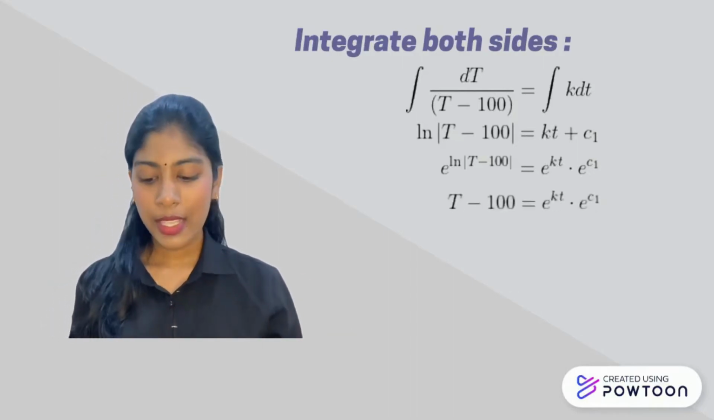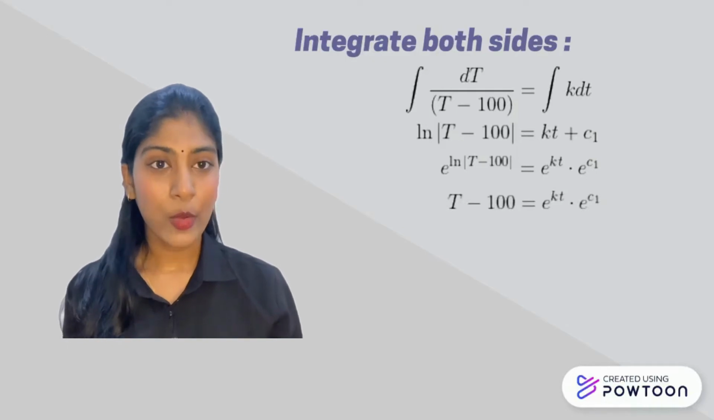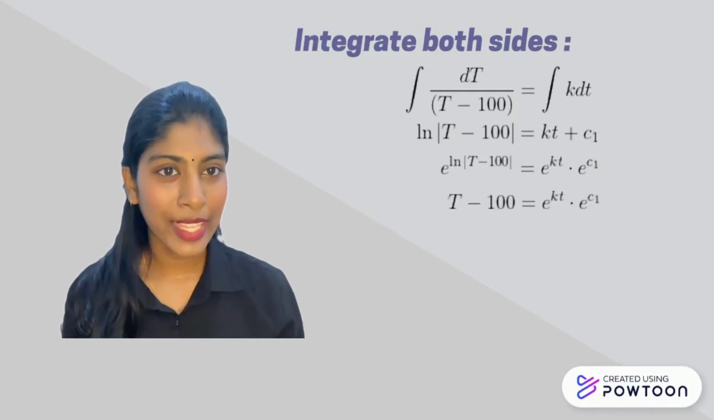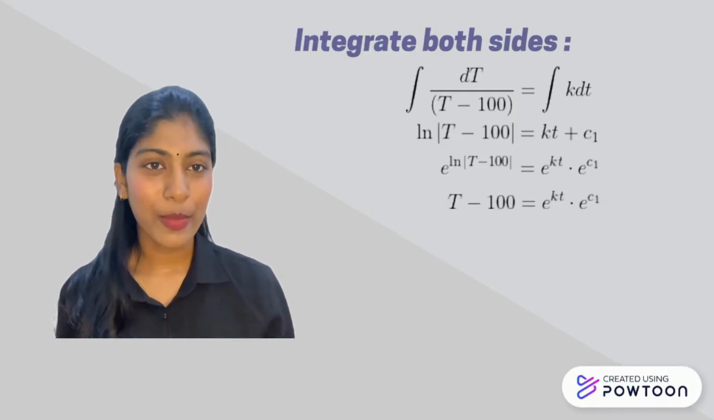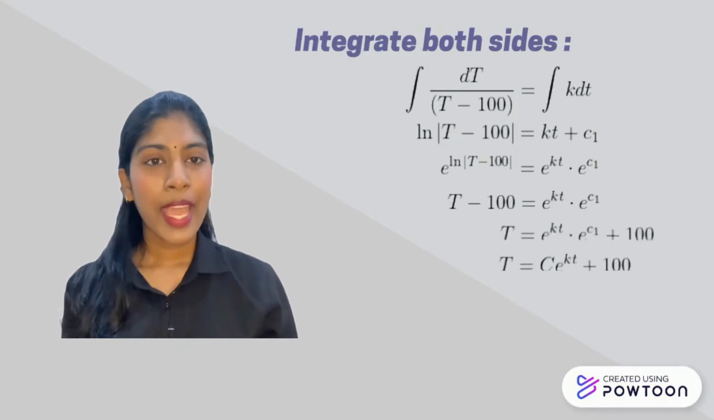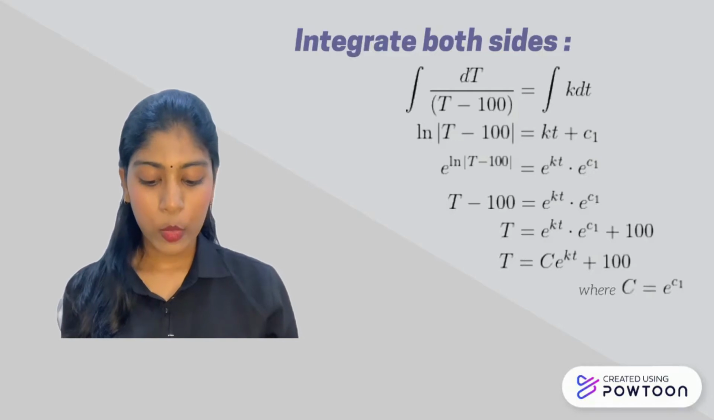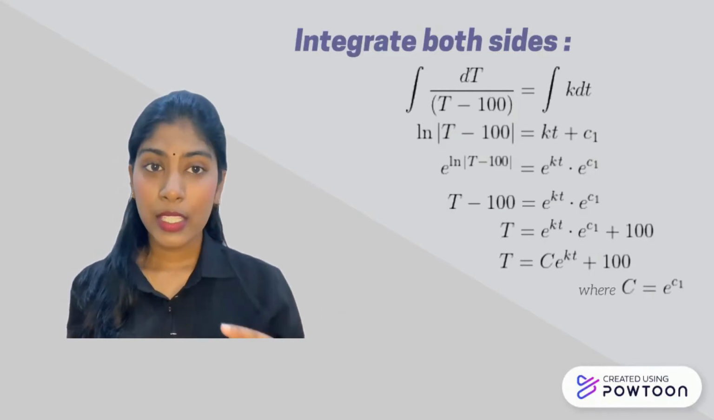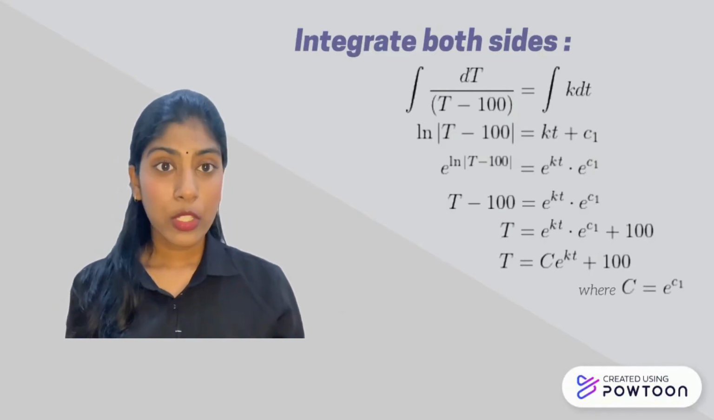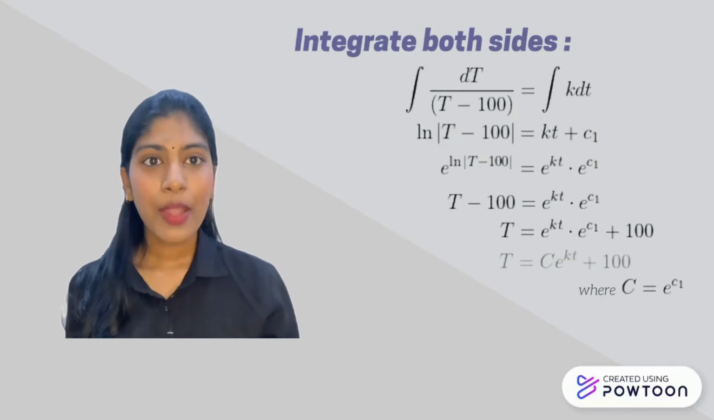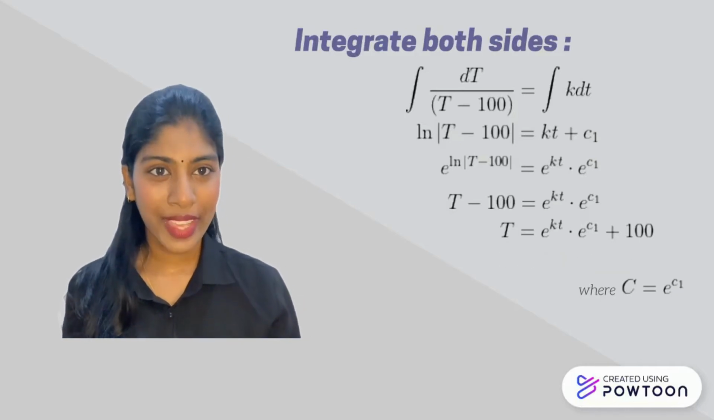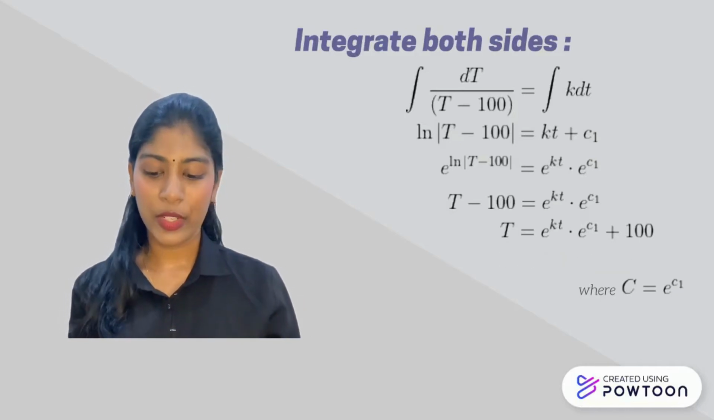The next step is capital T minus 100 equals e to the power of kt multiplied with e to the power of c1. And we make capital T the subject, and we get capital T equals capital C, which is e to the power of c1, multiplied with e to the power of kt, plus 100.